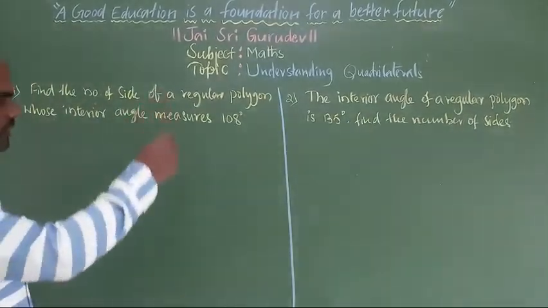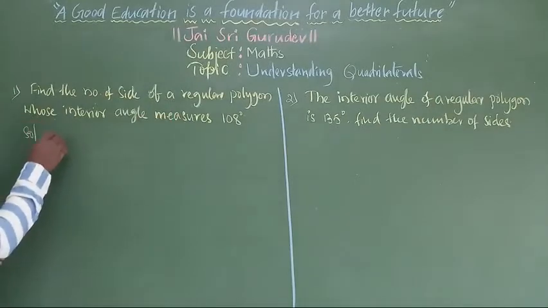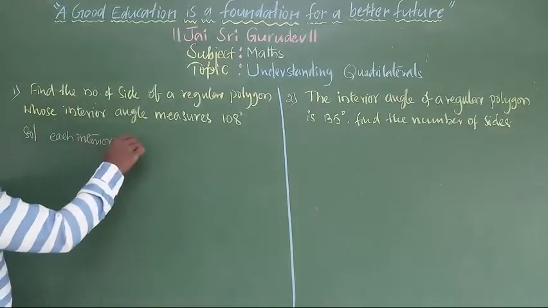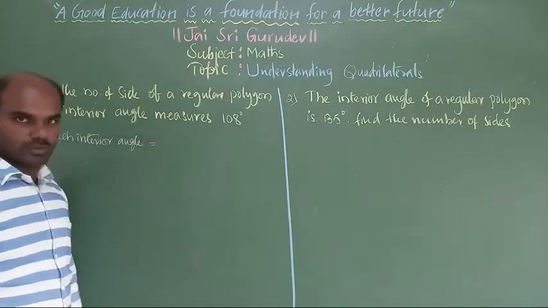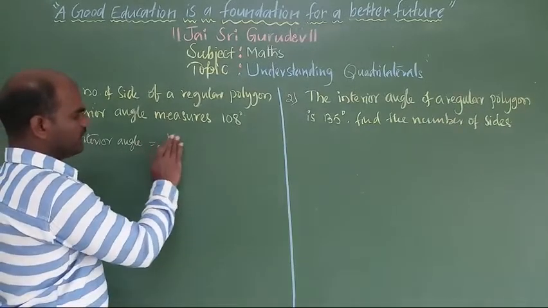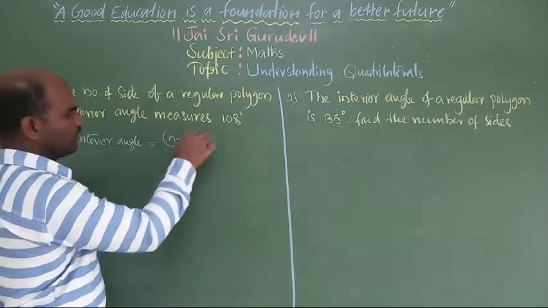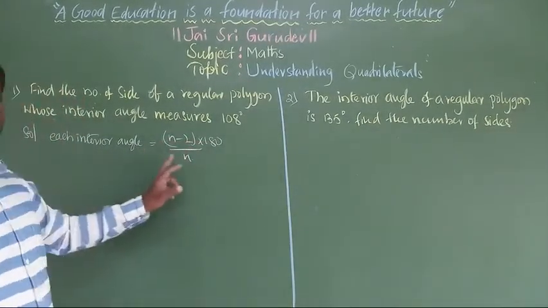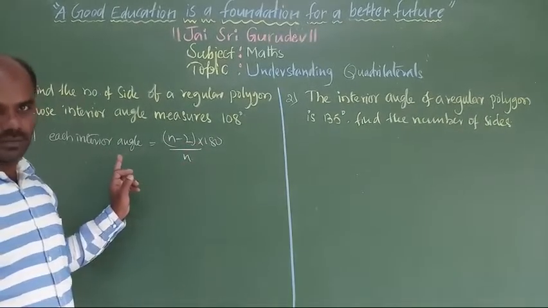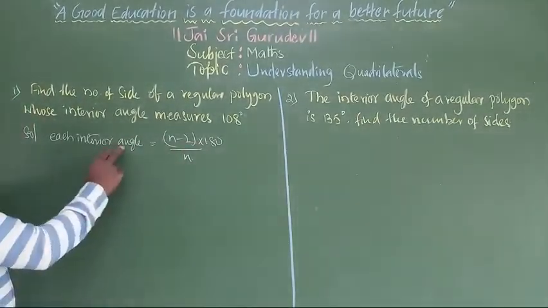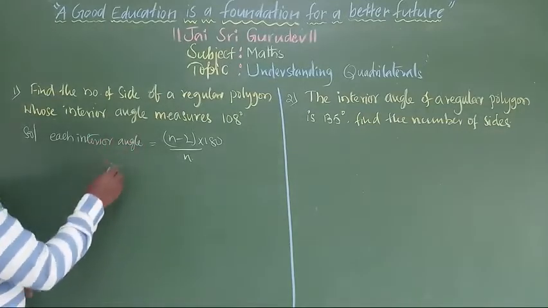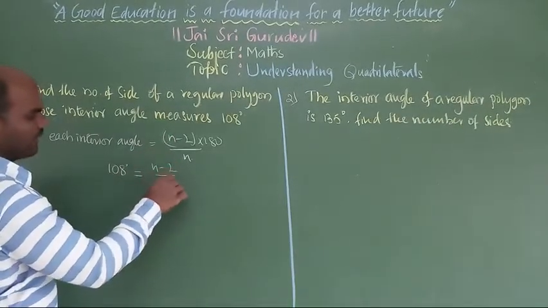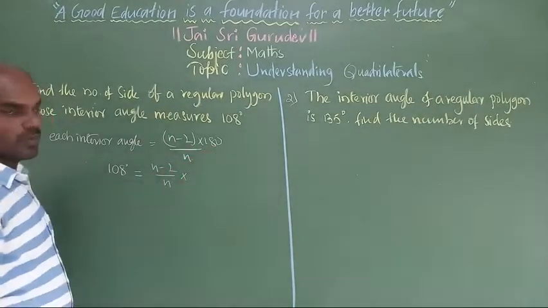Yes or no, children? So for the solution, each interior angle is equal to 180 minus (n minus 2) into 180 by n. This is the formula to find the number of sides. Each interior angle mentioned here is 108 degrees, so it equals (n minus 2) by n into 180.